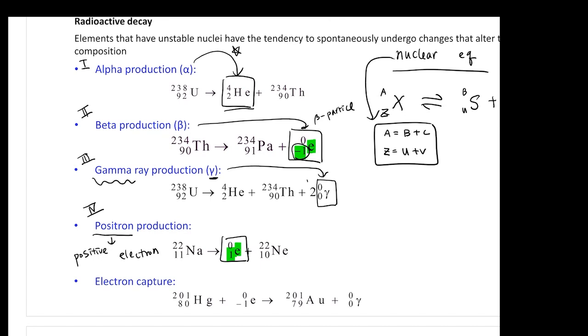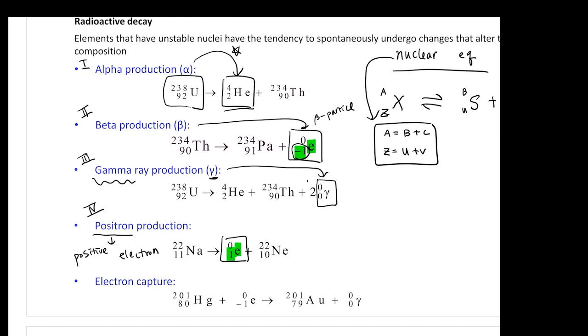What you're going to get tested on is, for example, if I say I have uranium-238 undergoing an alpha decay, what will be the product? That will be the question you're going to encounter.